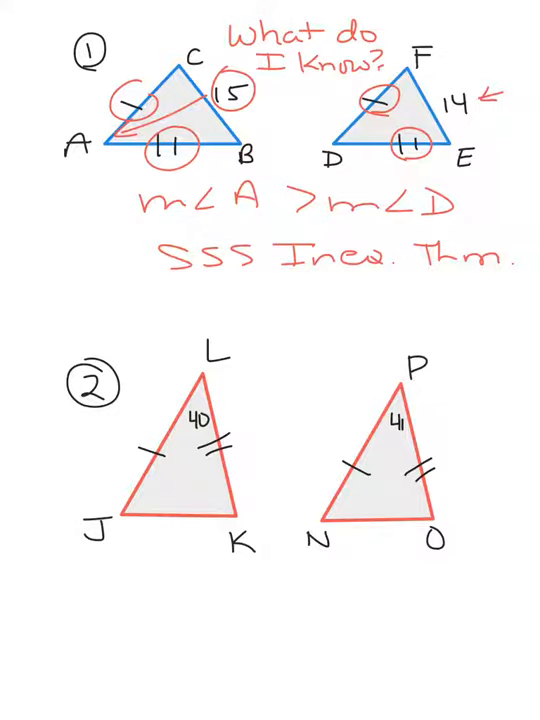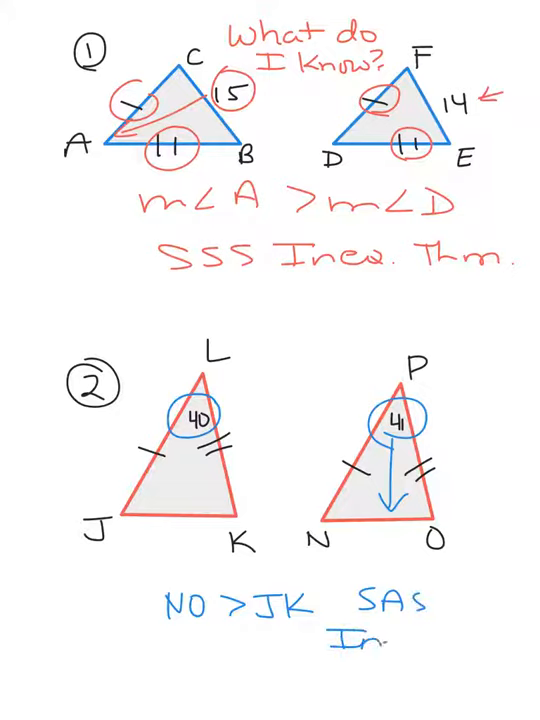Now again, I have an angle in between. I have 40 and 41. 41 is definitely bigger than 40, so that I can say segment NO is greater than segment JK, and I can say that because of the side inequality theorem.